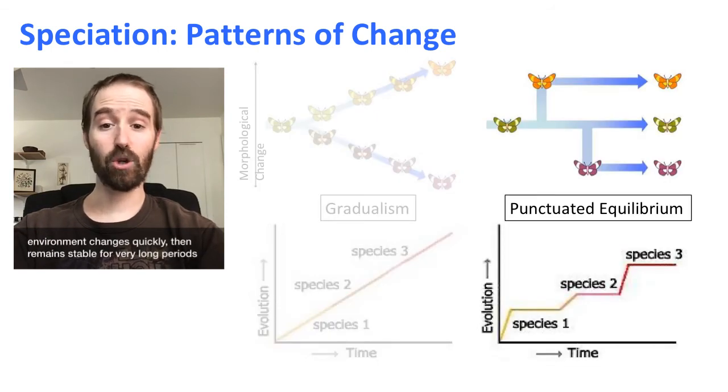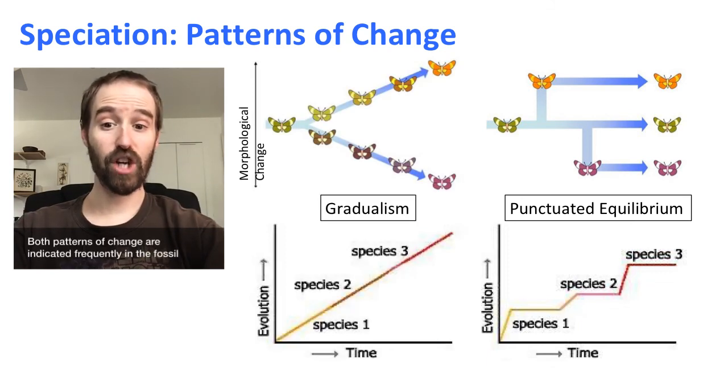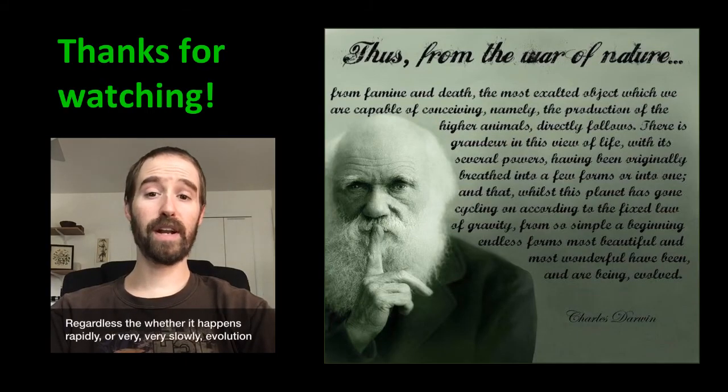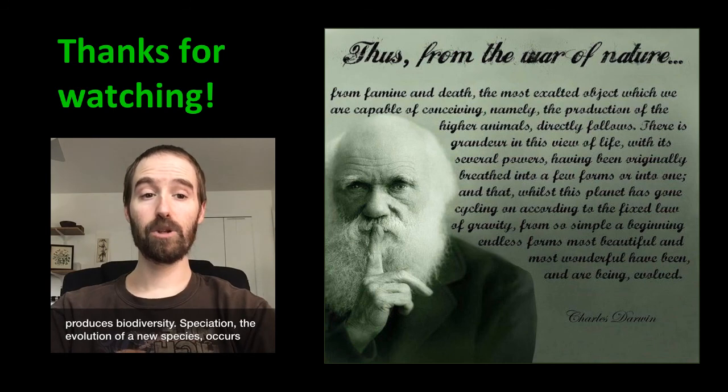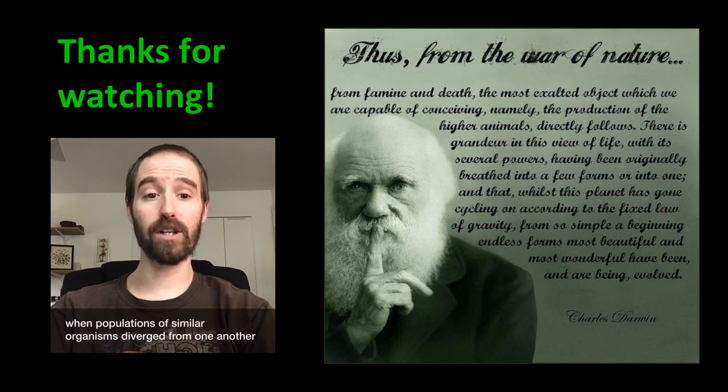When the environment changes quickly, then remains stable for very long periods of time before changing quickly again, this produces a pattern of evolution called punctuated equilibrium, rapid bursts of evolution followed by long periods of stability and equilibrium. Both patterns of change are indicated frequently in the fossil record here on Earth. Regardless of whether it happens rapidly or very, very slowly, evolution produces biodiversity. Speciation, the evolution of a new species, occurs when populations of similar organisms diverge from one another in their evolution due to reproductive isolation and differing selective pressures.